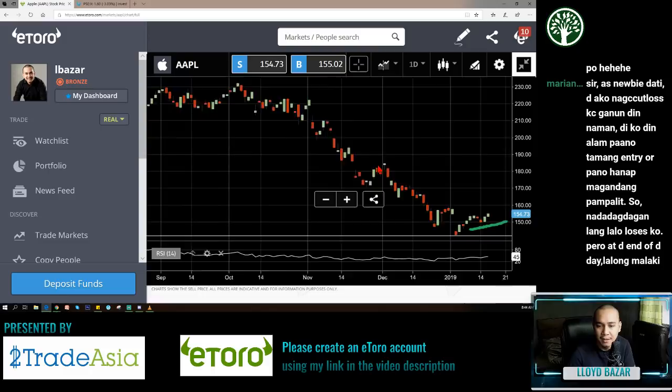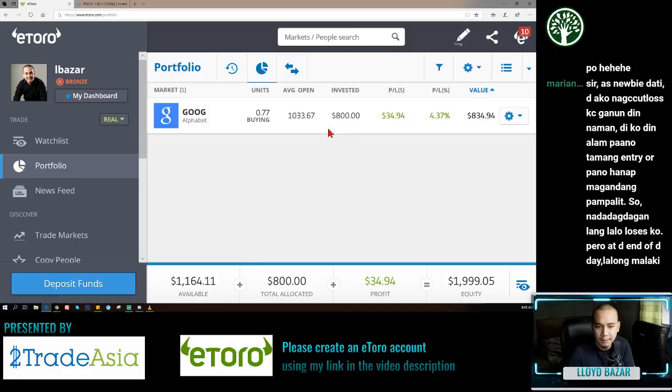My portfolio is already positive $34 because of my Google position. It is still pulling back and hasn't moved that much, but the stock is already consolidating. So that's good.